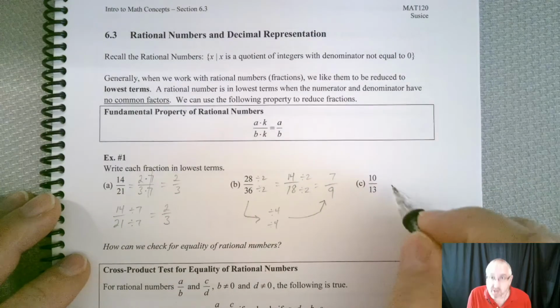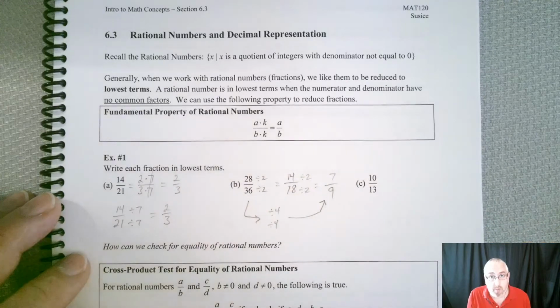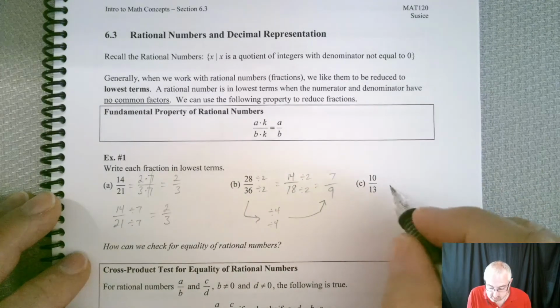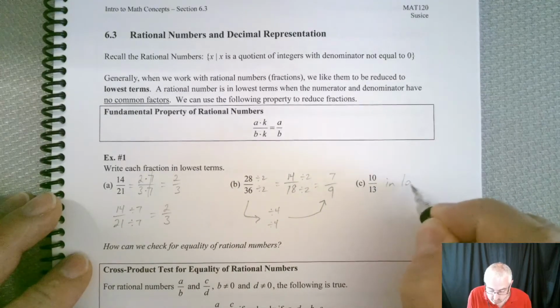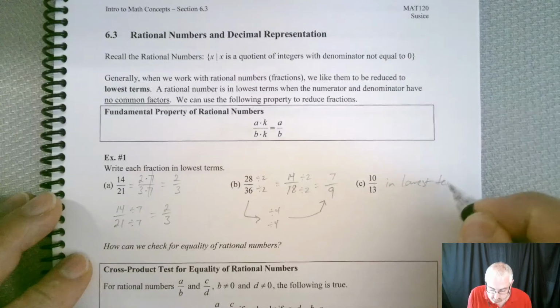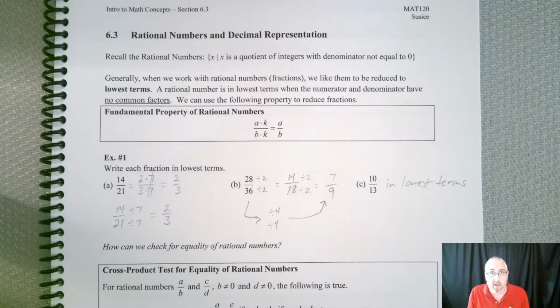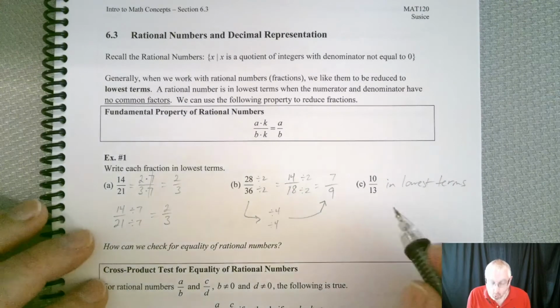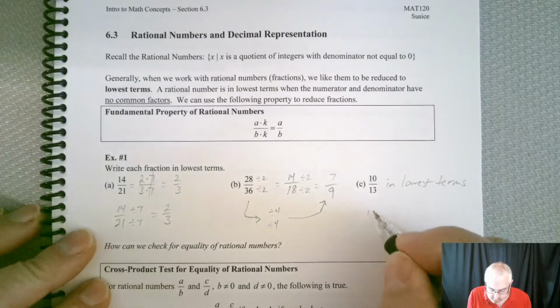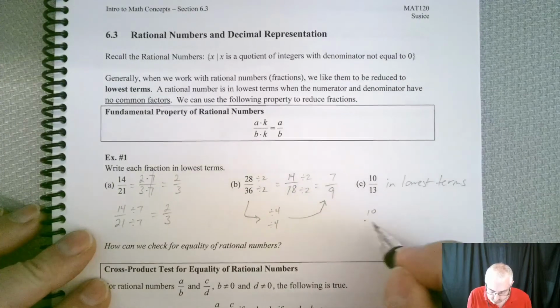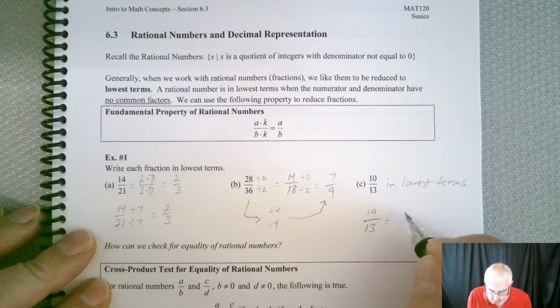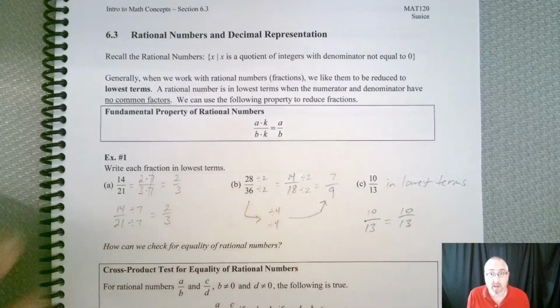So in this case, you should write your answer one of two ways. You could just say "in lowest terms," and that's abundantly clear to me that it's in lowest terms, or you can write it like this: 10 over 13 equals 10 over 13.